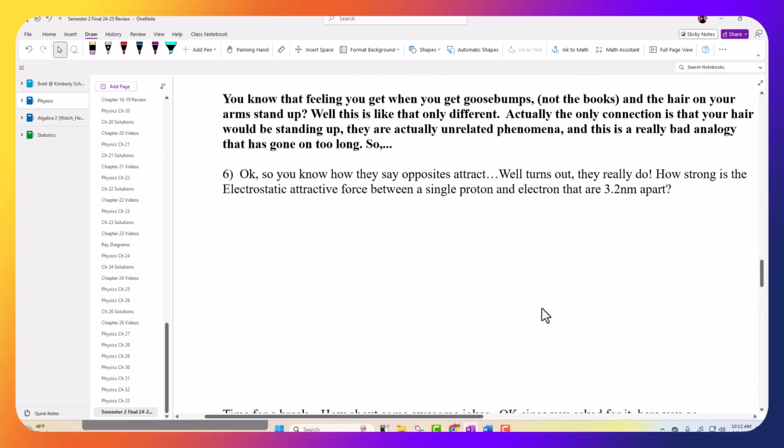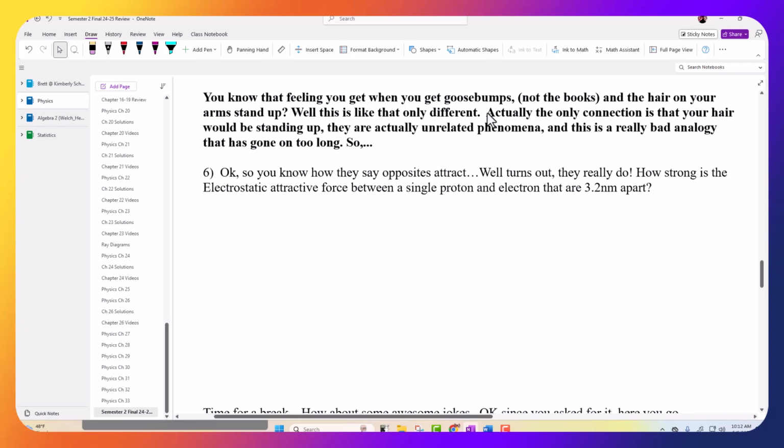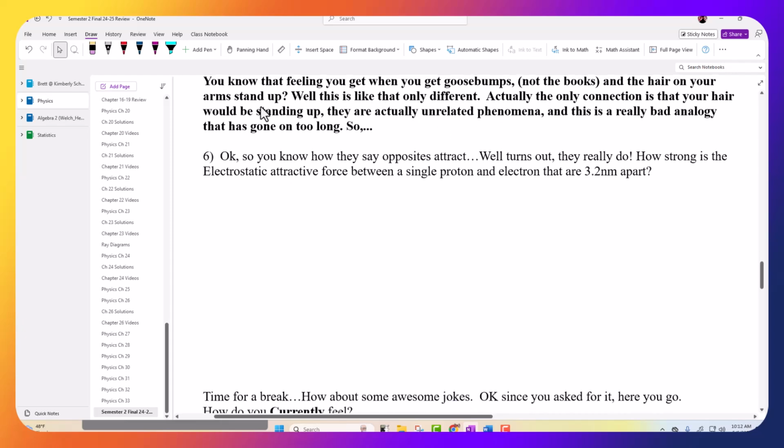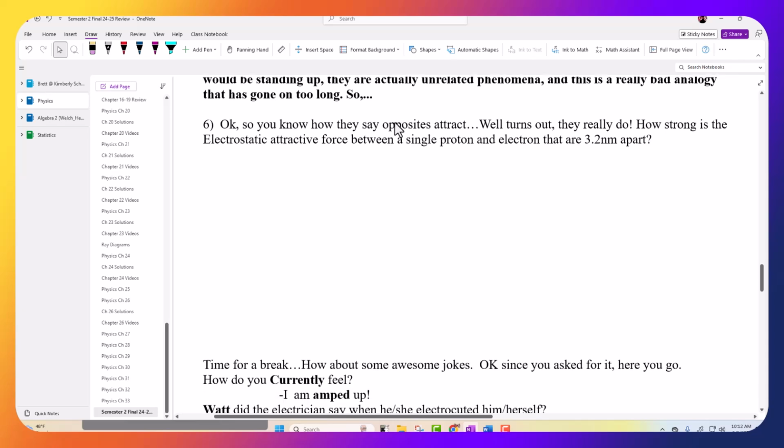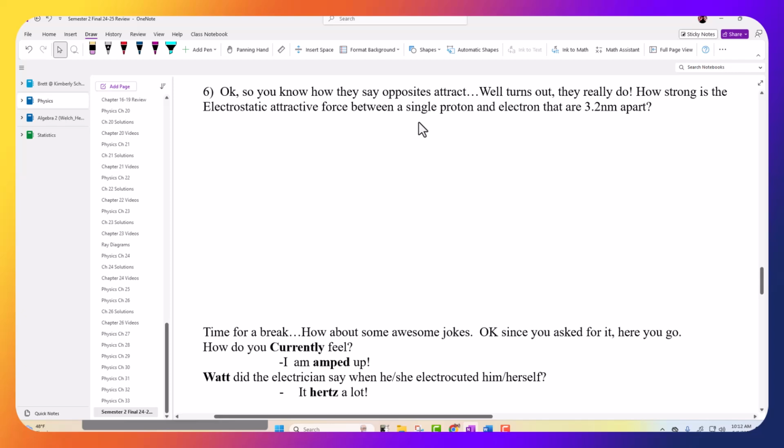Okay, look at this. You know that feeling when you get goosebumps? Not like the books, but the hair on your arm standing up? Well, it's like that, only different. Actually, the only connection is that your hair would be standing up. They're actually unrelated phenomena, and this is a bad analogy. So you know how they say opposites attract. Well, it turns out they really do.